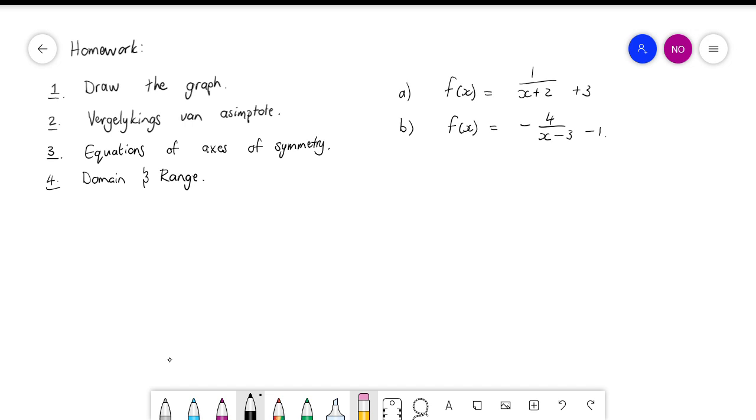Okay, so let's start with A and we are going to draw this graph. So when we are drawing the graph, the first thing we are looking for is the shape. Do you guys agree that the shape of this graph will look like that relative to the asymptotes?